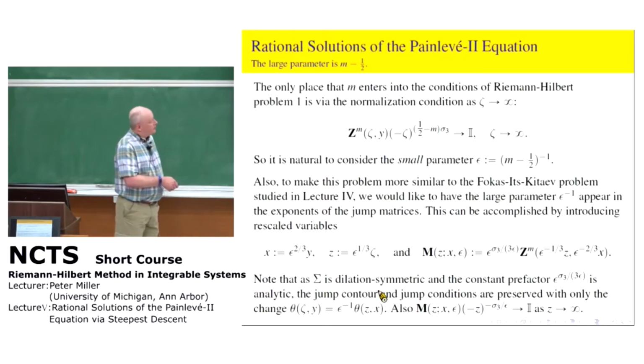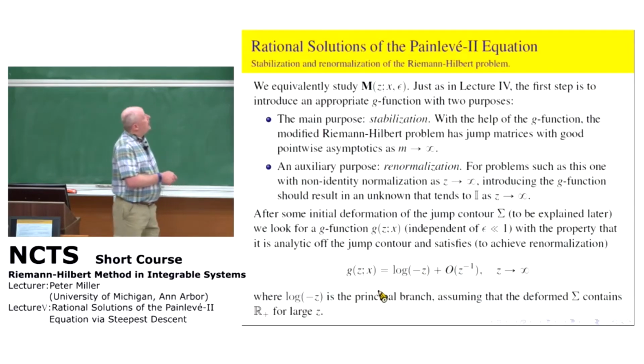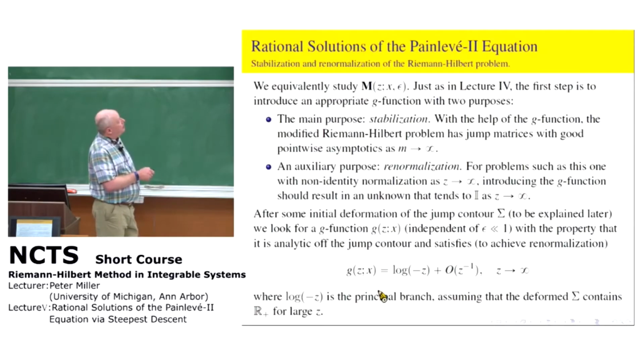So we have an equivalent problem for M now, and we're going to study that Riemann-Hilbert problem for small epsilon, which means large little m. Just as in lecture 4, the first step is to introduce some kind of appropriate g function for the problem, and that g function should have dual purposes. The main purpose, like in lecture 4, is to stabilize the jump matrix for the problem. So with the help of the g function, the modified Riemann-Hilbert problem has jump matrices that have good pointwise asymptotics as m goes to infinity, or equivalently epsilon goes to 0.